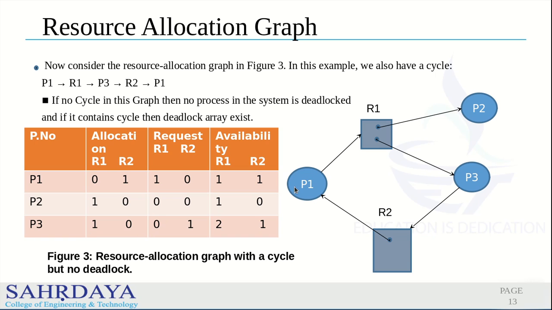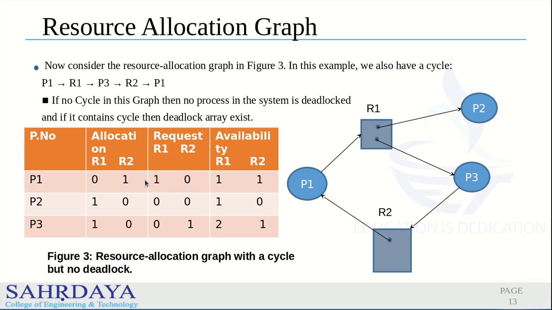Request matrix: P1 is requesting R1, not R2, so 1 0. P2 is not requesting R1 and R2. P2 is just holding R1, so P2 request is 0 0. P3 requests only R2, not R1. P3 is holding an instance of R1, so we will write 0. P3 is only requesting R2, so 1 we will write.